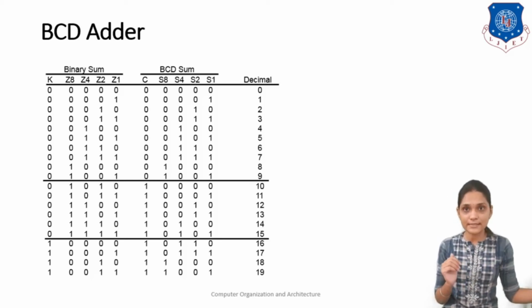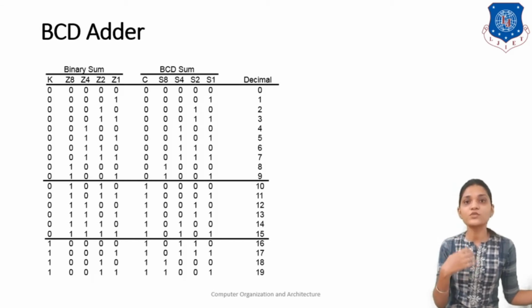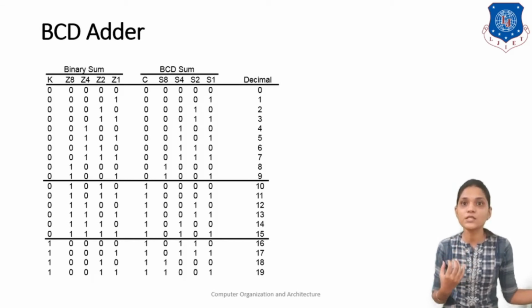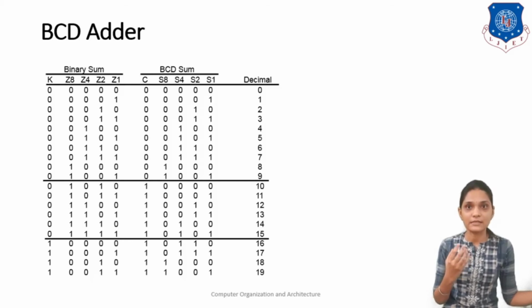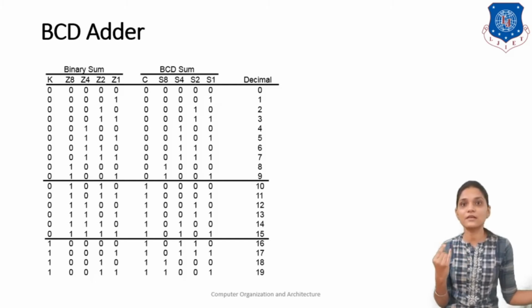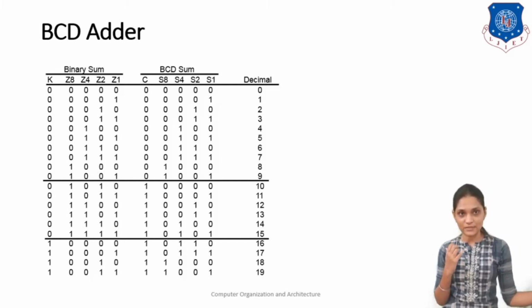So if we consider the number 10, our actual result from the adder will be 1010, or if it is 11, then it will be 1011, and so on. But this is not the proper BCD format. We have to represent it in terms of BCD like this. If it is 10, we have to represent it like this; 11, like this; 12, like this.